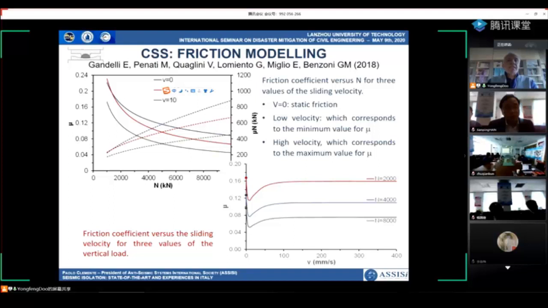In the first diagram on the left, the friction coefficient is plotted versus the axial load for three values of sliding velocity. Zero velocity means static friction. Low velocity corresponds to the minimum value of the friction coefficient. High velocity corresponds to the maximum value of the dynamic friction coefficient. In the same diagram, you also have the friction force plotted for the same three values of the sliding velocity, the dotted line. As you can see, the friction coefficient reduces with N. The friction force, of course, gets higher with N. In the second diagram, you can see the friction coefficient versus the sliding velocity for three values of the vertical load.